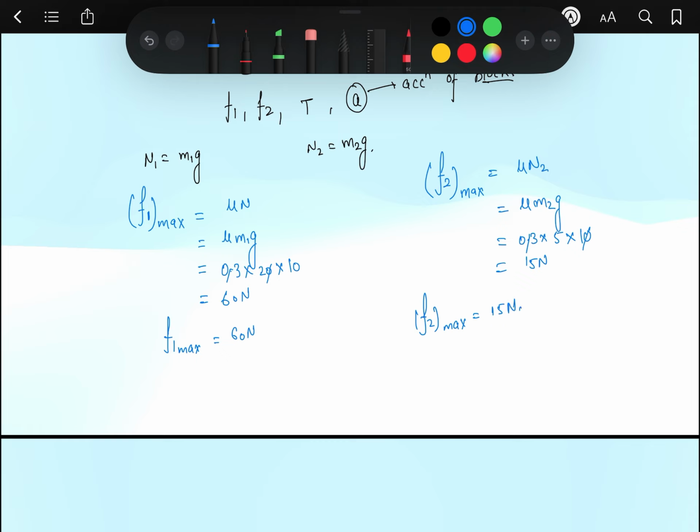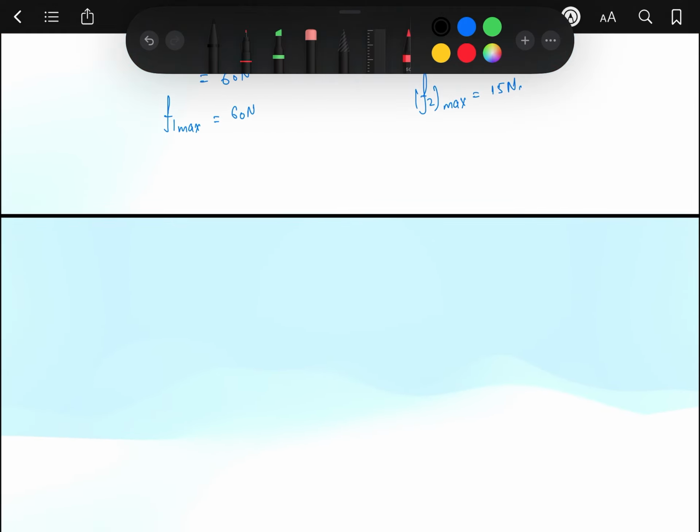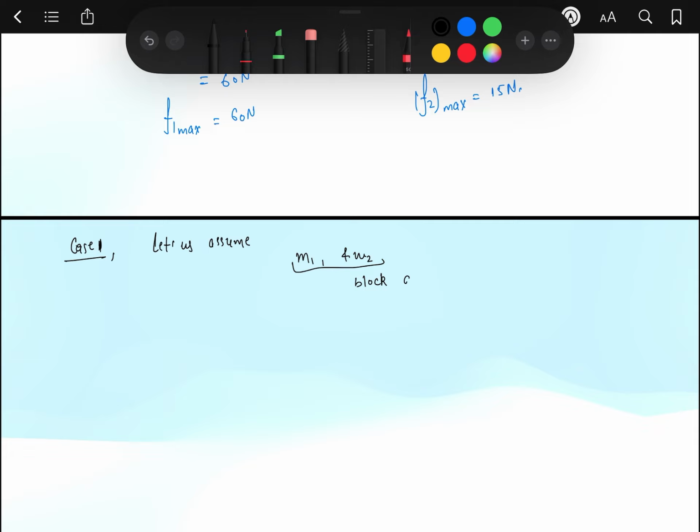So F2 max is 15 Newton. Here we have to assume some conditions according to the question. Let us assume this is our case 1: both blocks, of mass m1 and m2, are at a stationary position.